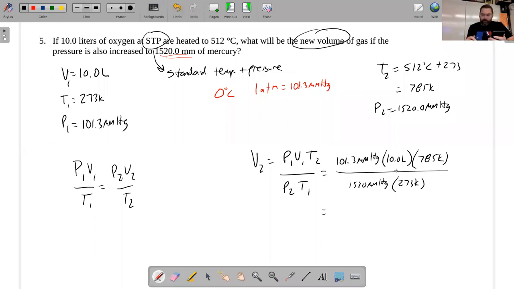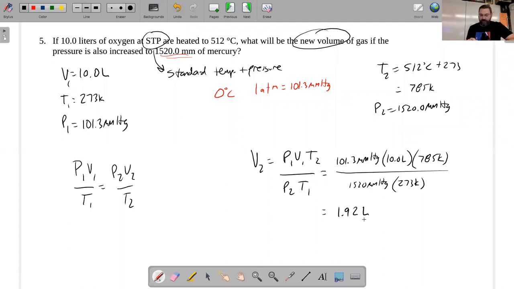So let's see, 1.91, 1.92 liters. So the temperature is only 3 times larger, but the pressure increases to 15 times. So that's a ratio of 5 to 1. Dividing 10 by 5 gets you about 2, and 1.92 is pretty close to 2. So my estimate was pretty good.